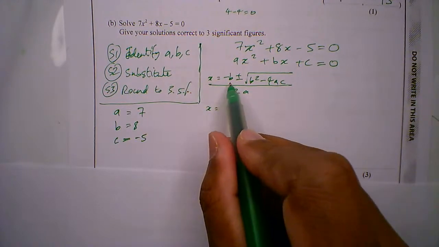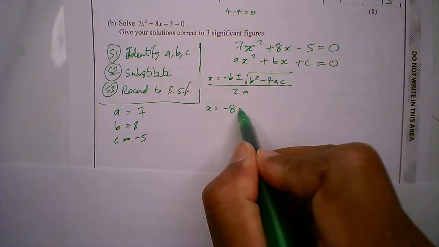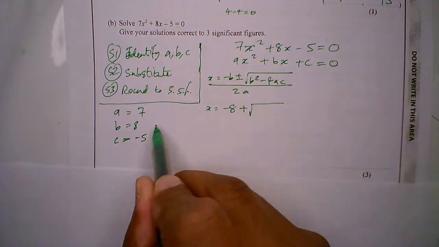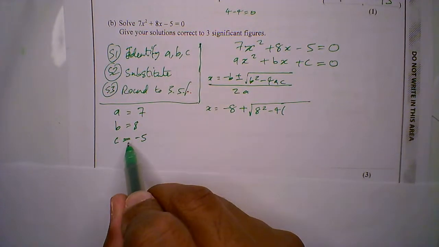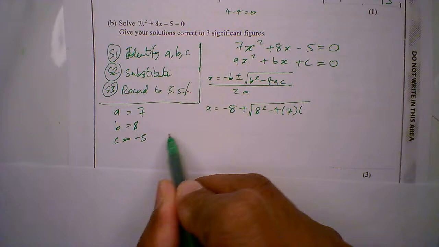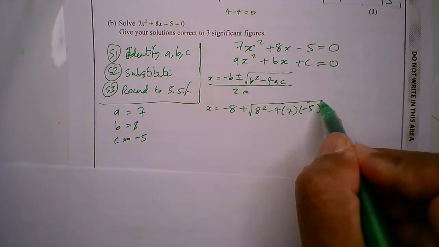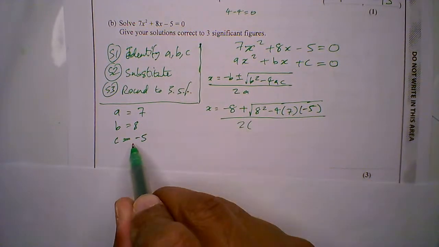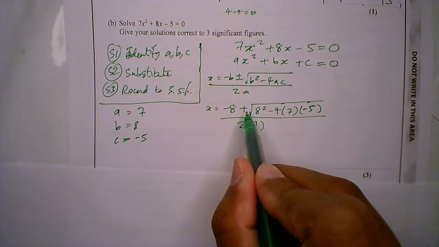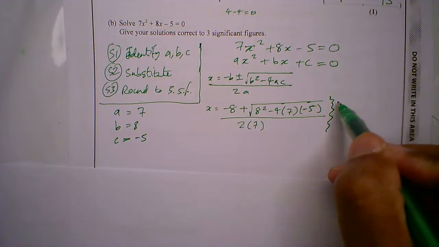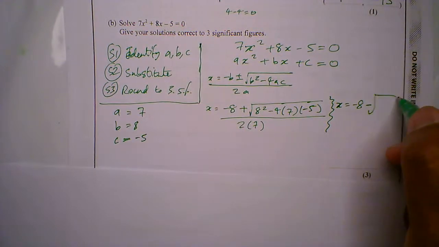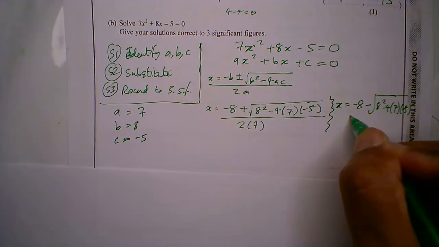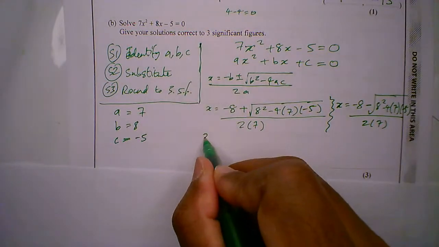X equals, my B is minus 8 plus square root 8 squared, take away 4. I'll just use brackets. A is 7 and then C is minus 5, all over 2 bracket A is 7. Notice I've done a plus here. I'm going to do the same thing again, but with minus. So minus 8, take away all of that on my calculator. 8 squared minus 4 bracket 7 minus 5 all over 2 bracket 7.